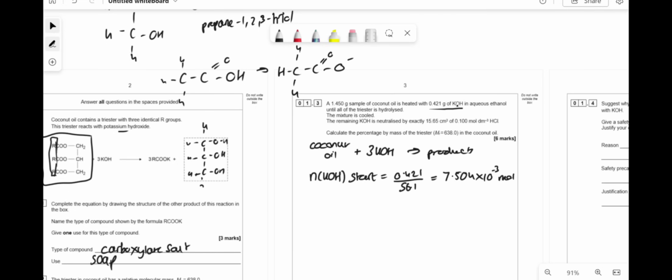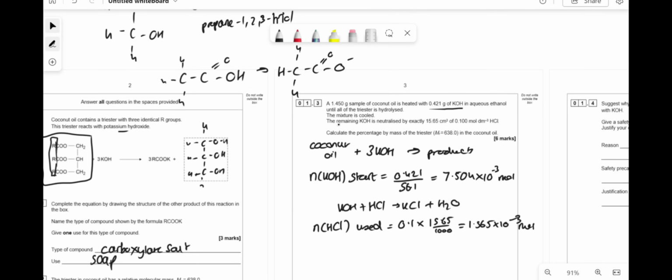Now, some amount of this will have reacted with the coconut oil, and what they did is they took the rest of it and reacted it with HCl. So, just as a reminder, the reaction between KOH and HCl is KOH plus HCl gives you KCl plus H2O. They react in a 1-to-1 ratio. So we can work out the moles of HCl used, which is its concentration times its volume, so 0.1 times 15.65 over 1,000, which gives you 1.565 times 10 to the minus 3 moles.